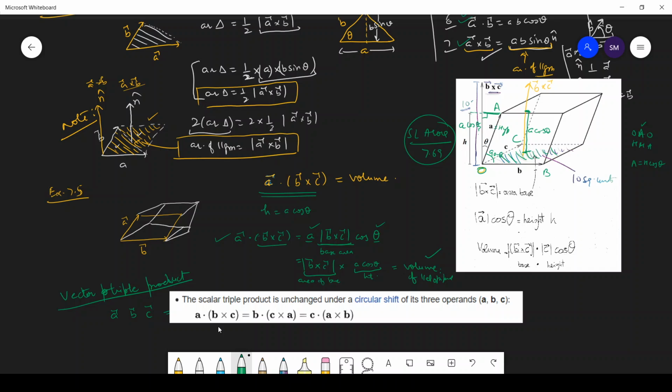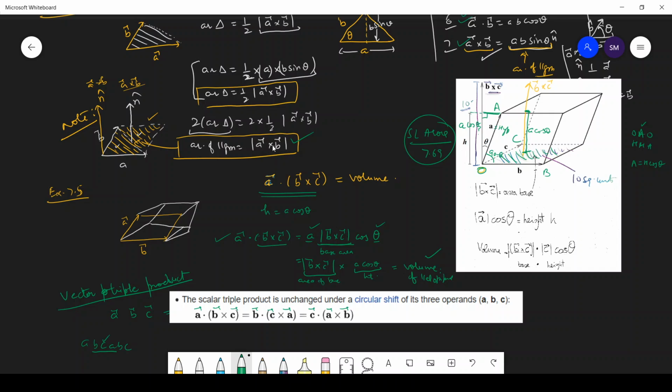So students, this is a scalar triple product: vector A dot B cross C. The sequence is not supposed to be changed: A, B, C, then A, B, C. If you want to start from B, then it will be B dot C cross A. If you want to start from C, then it will be C dot A cross B. So you will get the same answer. That is the volume of the parallelepiped.